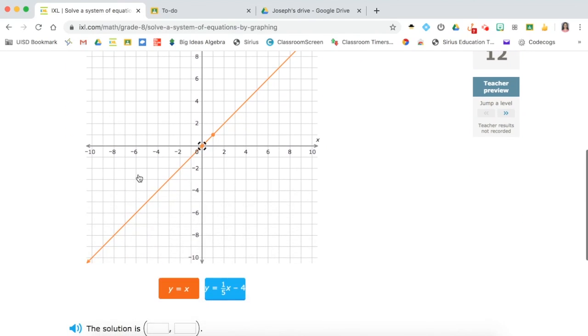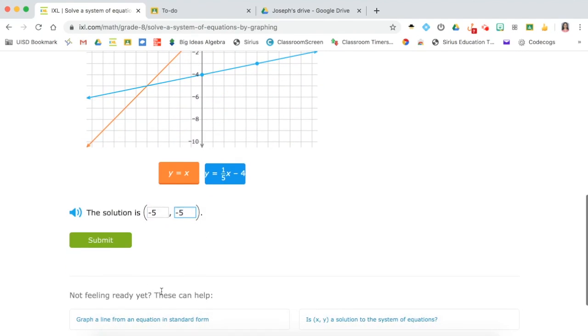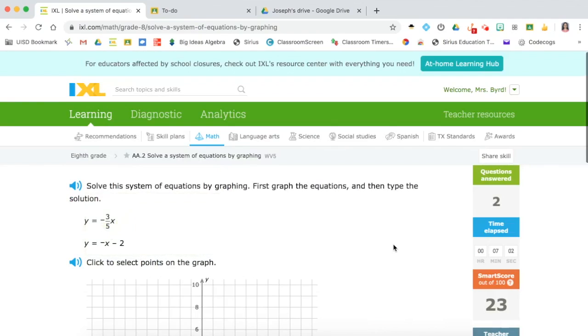Now let's go ahead and click to the blue. My y-intercept is -4, so I'm going to go down to -4. My slope is 1/5, so we're going to go up 1 and then 5 to the right. 1, 2, 3, 4, 5. There's my line. And if you notice right here, this is your intersection. It intersects at -5, -5. So here we can type -5, -5. Submit. Super.